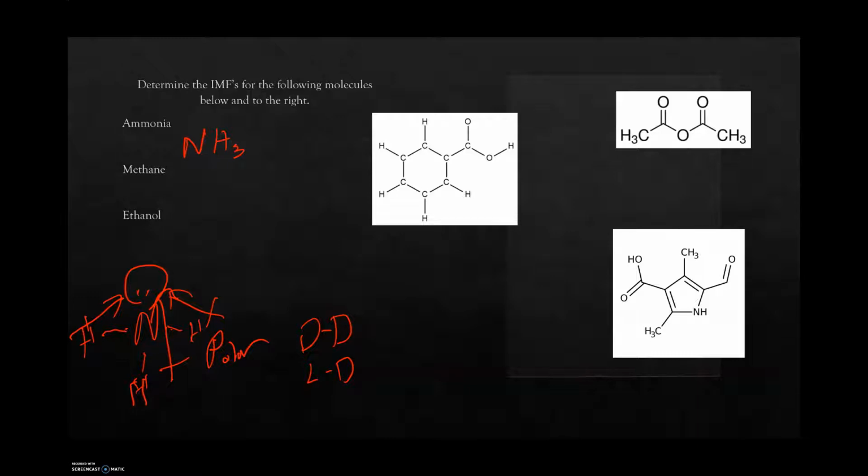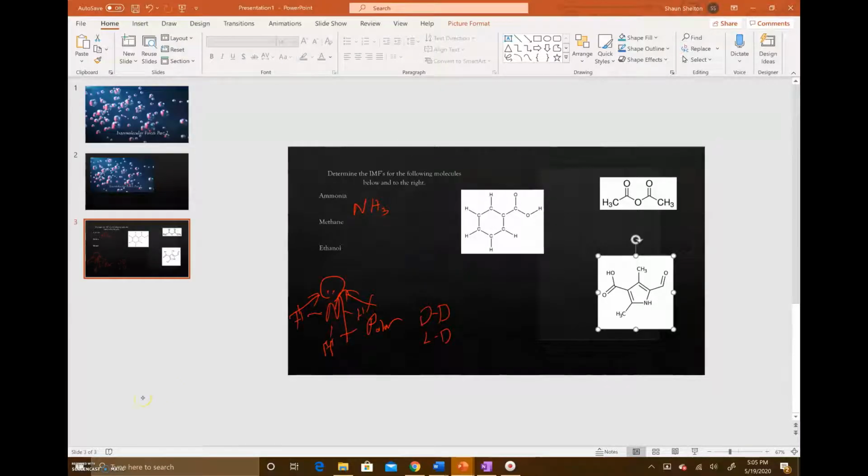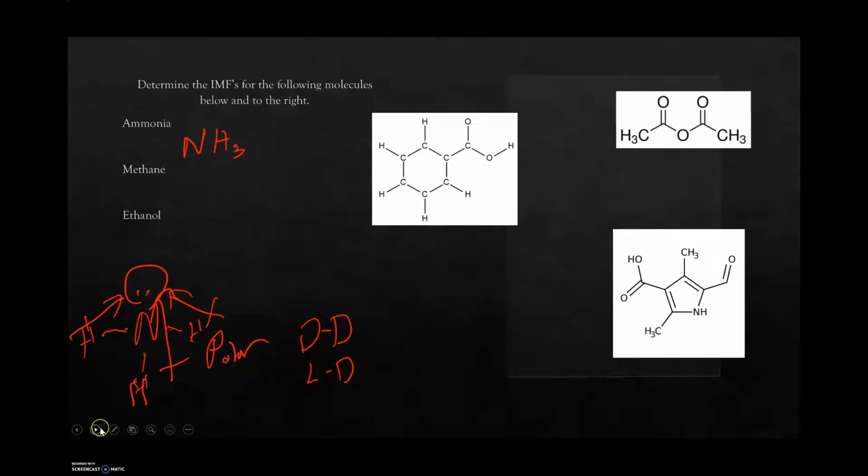Hydrogen bonding, let's check and make sure. So what are the stipulations for hydrogen bonding? There has to be a hydrogen. It's there. And the other thing is the hydrogen has to be covalently bonded to either nitrogen, oxygen, or fluorine. That fits the bill here. So the third type is hydrogen bonding.